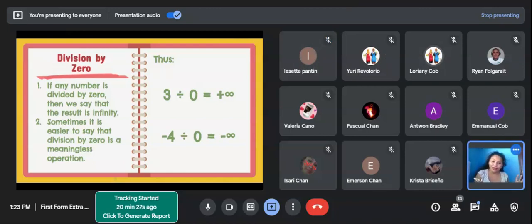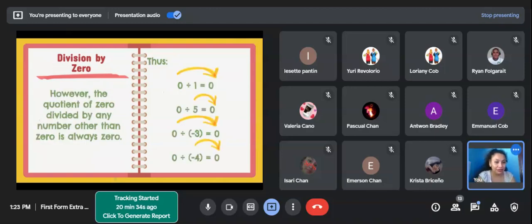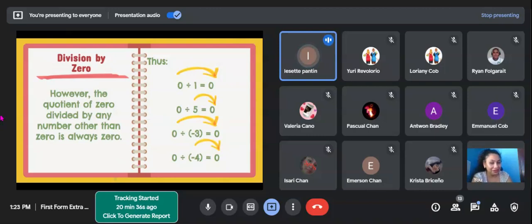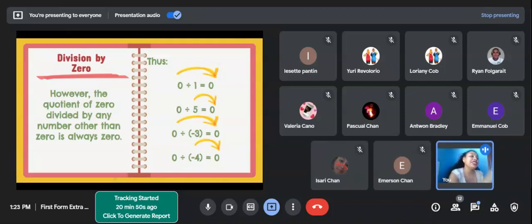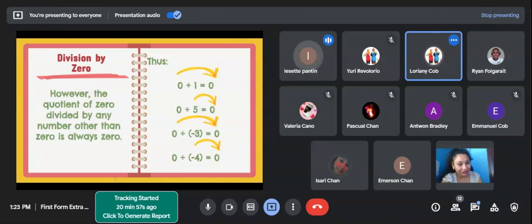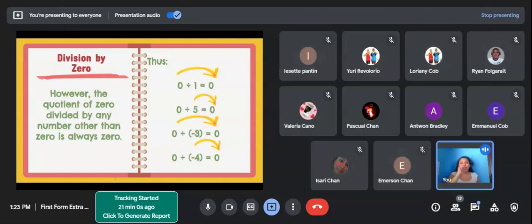Yes, miss. So now let's do the opposite. What if I have 0 divided by 3? So when we do the opposite, I have 0 divided by 1, 0 divided by 5, 0 divided by negative 3, and 0 divided by negative 4. And what is the answer for all of those questions? Zero.